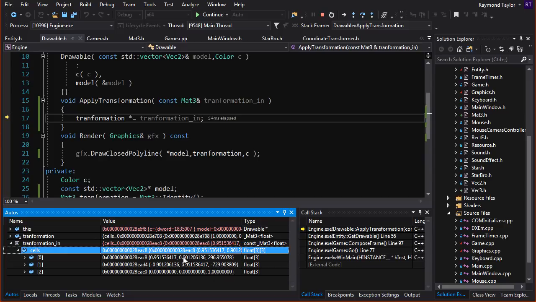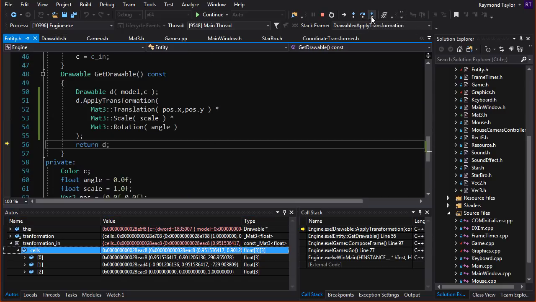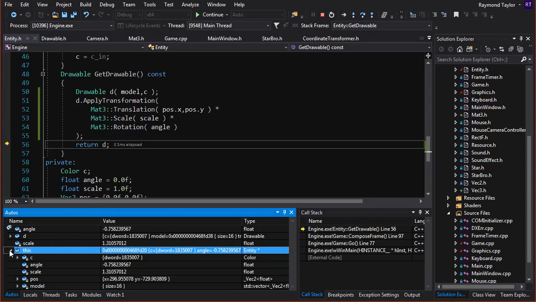So this looks like a rotation matrix. Fair enough. 296, negative 729. Now, if we step out, 296, negative 729. So now it has the correct position. It looks like it has a valid rotation. So this looks good to me. Looks proper. Let us continue.